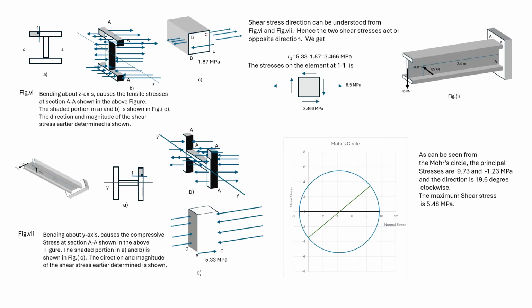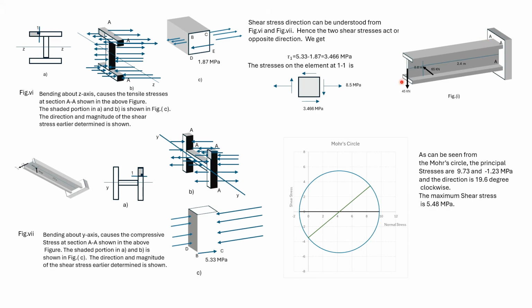Here we find out the direction of the shear force due to the two loads. We first look at the direction of the shear force due to the 45 kilonewton load. If we consider section AA, then this 45 kilonewton load will cause tensile stress at the top of the I section, where the point 1 is located. Here a section at AA is shown.